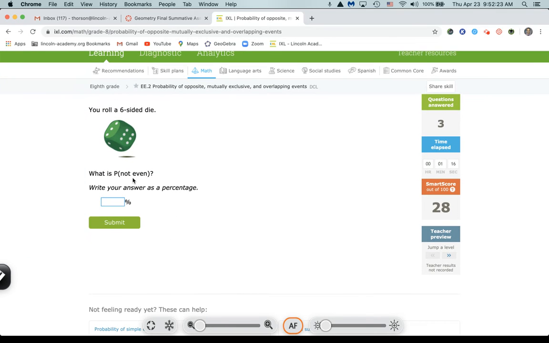Okay, what's the probability of not even? Well, how many numbers are there on the 6-sided dice? There's 6. How many of them are not even? There's 3. So 3 out of 6, or a 50% chance that we're not going to get an even.